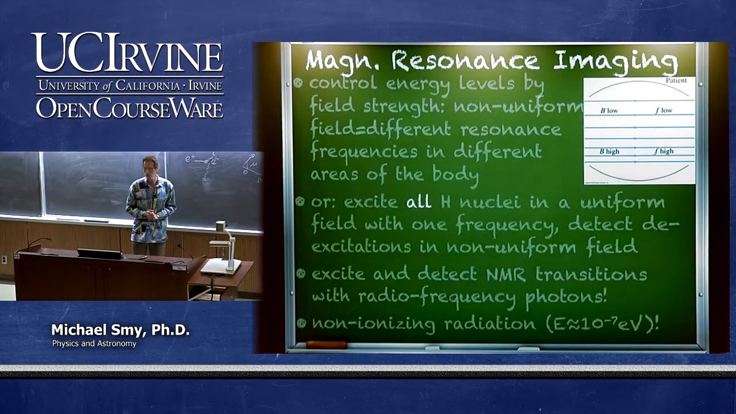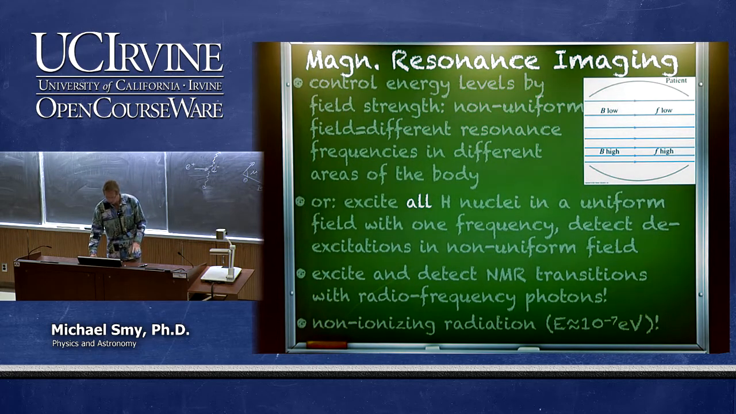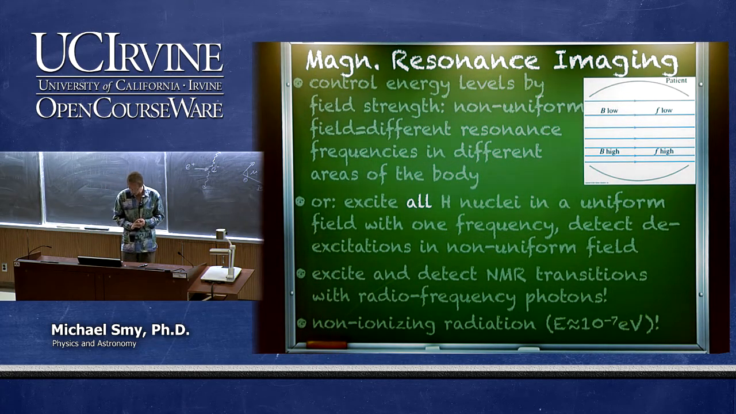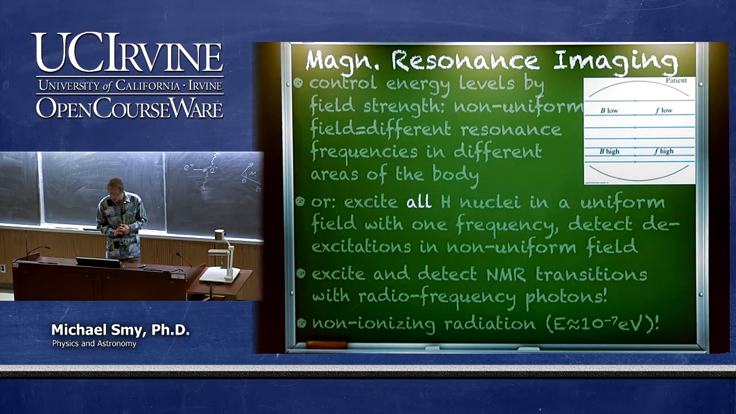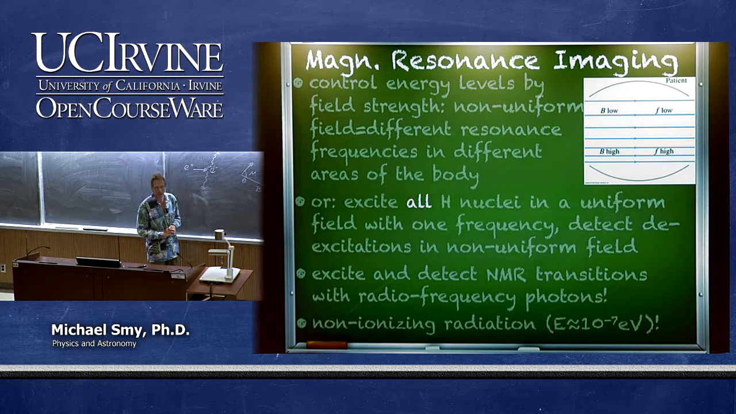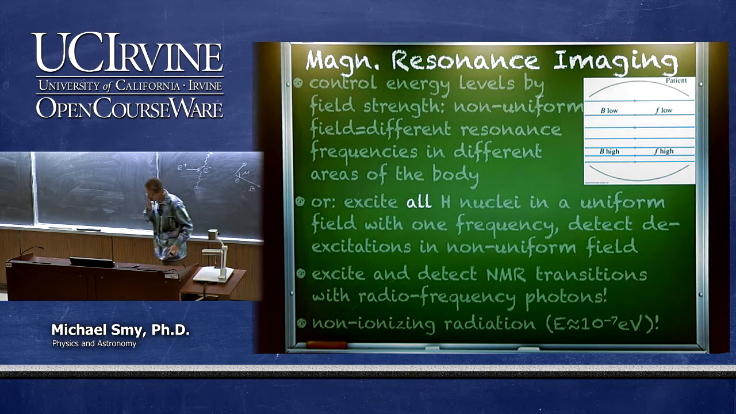Now we can actually apply it for magnetic resonance imaging. So we control the energy levels by the field strength. For example, we can have a non-uniform field where different parts of the body are in a different strength magnetic field and therefore have different resonant frequencies. So that is one way to localize where the radio frequency is coming from.